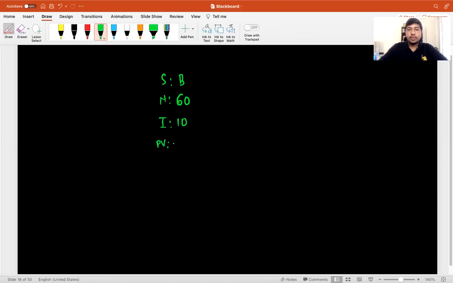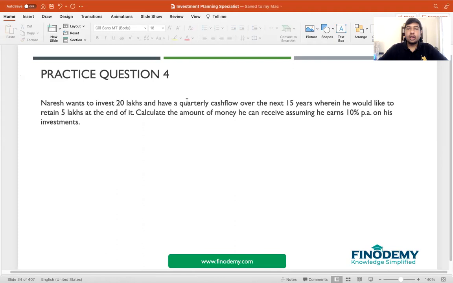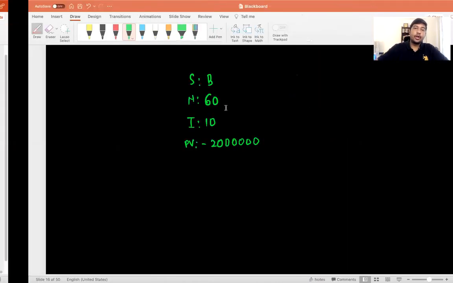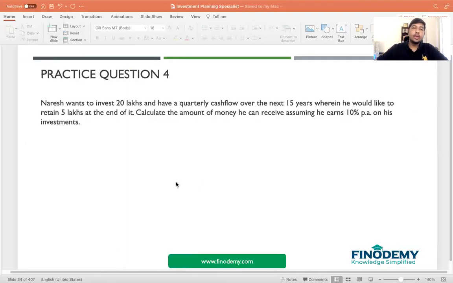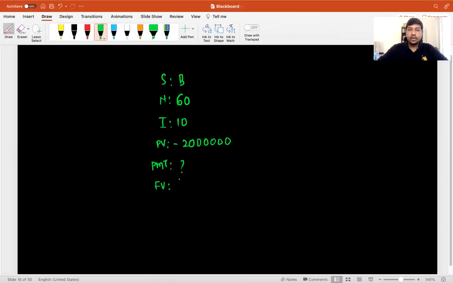PV is the amount of one-time investment, which is 20 lakhs. Then what you need to calculate is the amount of periodic cash flow, which is PMT, which is question mark for now. Future value, should it be 0? The answer is no. Why? Because he needs 5 lakh rupees at the end of it. So in this case, 5 lakh rupees should be the future value that should be remaining.